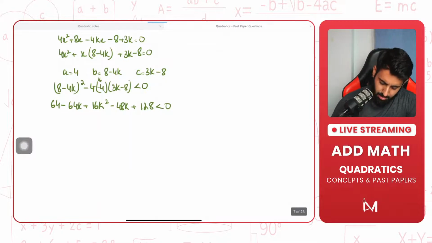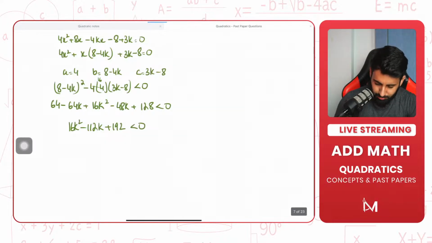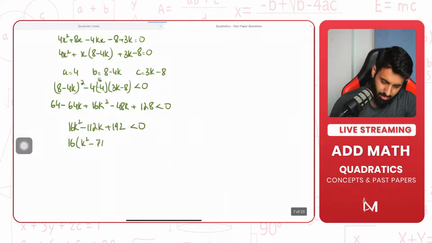Nope, I can't cross anything out. So we have 16k squared minus 64 minus 48, which is minus 112k, and 64 plus 128 is equal to 192. Now I think I can take 16 common. So if I take 16 common, this becomes k squared minus 7k, and 192 divided by 16 is 12, plus 12, less than 0.